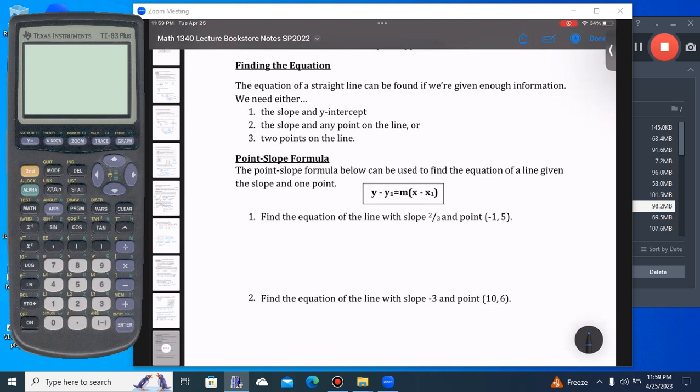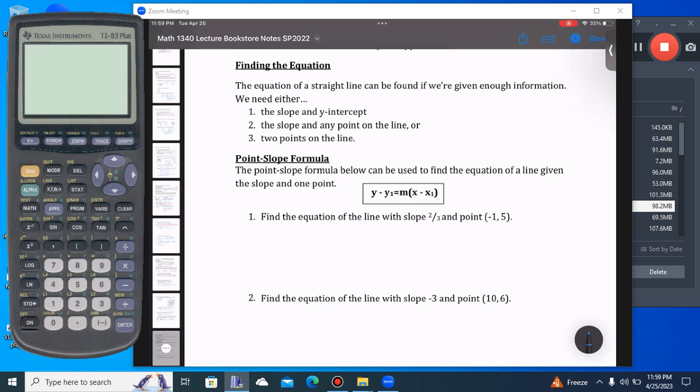Right, so if you want to find the equation for a line, you need the slope and you need the y-intercept. Or you can do the slope and any other point on the line. You just have to find your y-intercept. Or you can have 2 points on the line and you have to find your slope and then you have to find your y-intercept, which you can do. Right? So you need a point and you need either a second point or a slope. And it's possible to find your equation for your line.